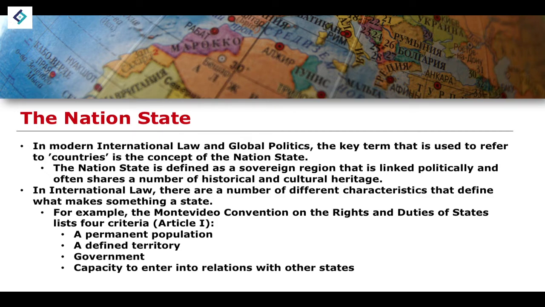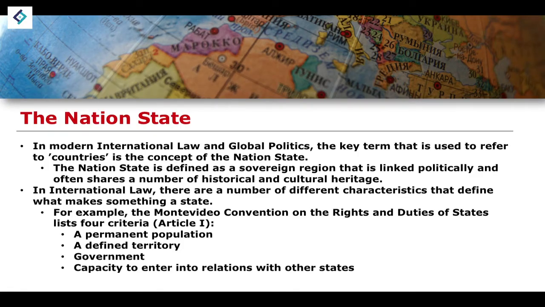The third is the concept of a government. This can link to our definition, as you notice, with the concept of a political tradition that is linked together within the nation state that shares some kind of legal sovereignty. And then the final of these criteria is the capacity to enter into relations with other states. Now, in terms of political theory or legal theory, there is a little bit of a debate to be had about whether or not the fourth of these criteria is just a criteria that has arisen as a consequence of satisfying the previous three.